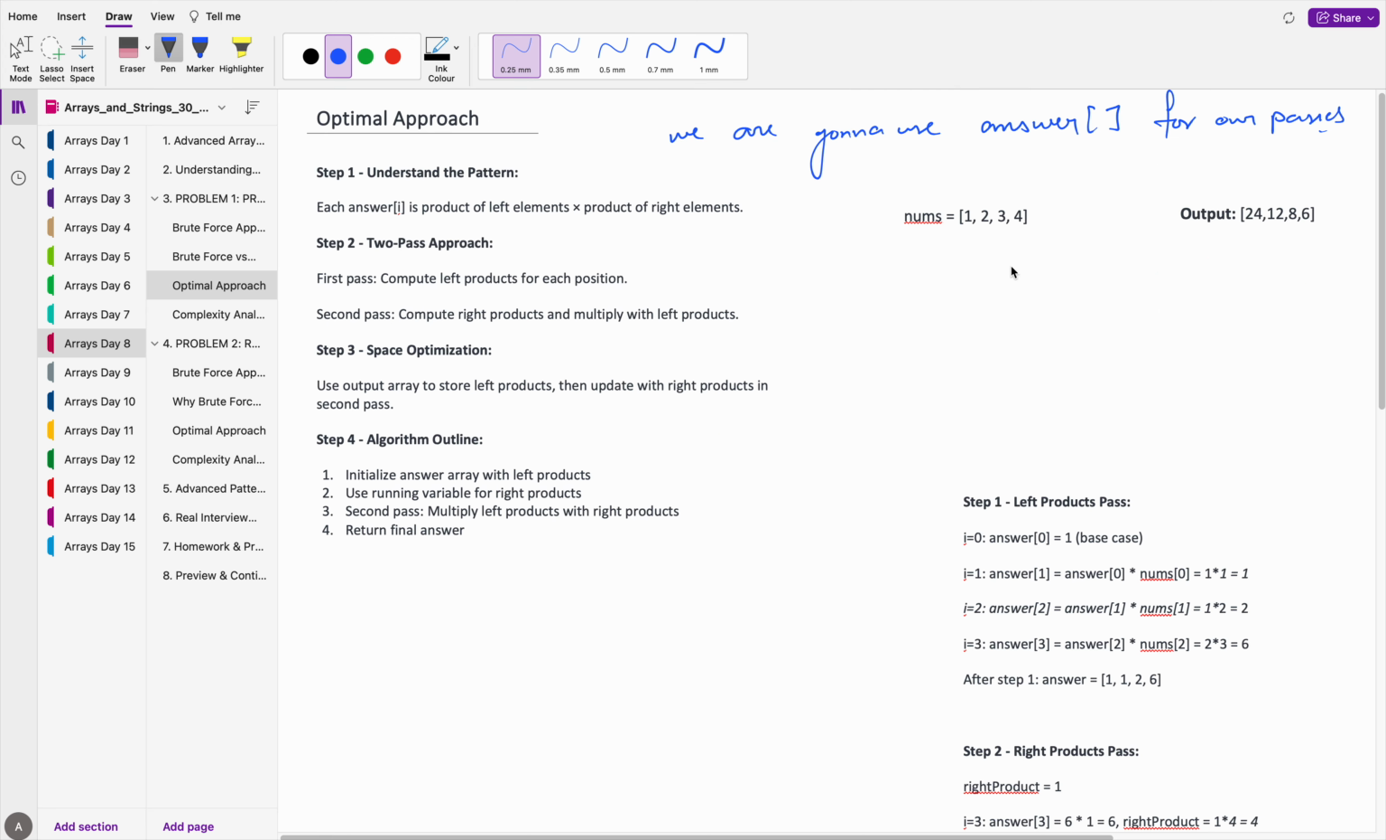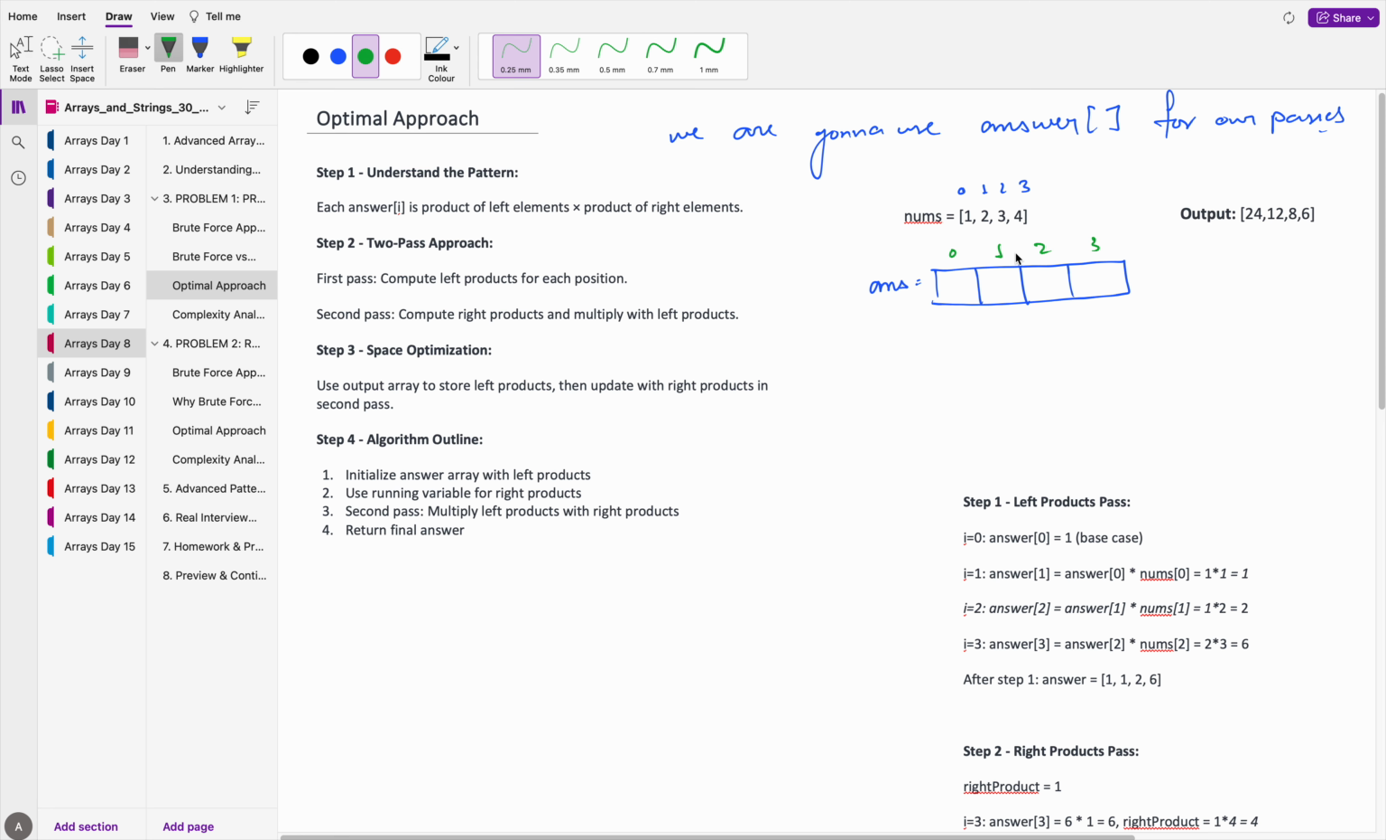Like here, I have 1, 2, 3, 4, so indexes 0, 1, 2, and 3. Let's say I have this answer array now, of the same size: 1, 2, 3, and 4. Let me make it bigger because I'm going to overwrite it. Indexes are going to be 0, 1, 2, 3.